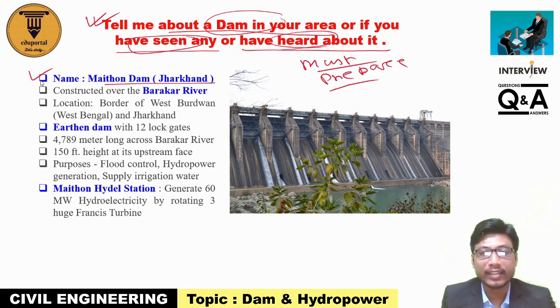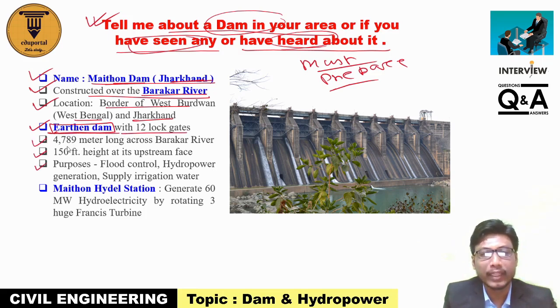Let's check. Name of the dam is Maithan Dam. It is in Jharkhand and constructed over the Barakar River. These 2 points are very important. It is located near the border of West Bardhaman, that is in West Bengal, and Jharkhand. So on the border of West Bengal and Jharkhand, and it is an earthen dam. Type of dam is earthen dam. So one piece of information is the name of the dam, Maithan in Jharkhand, on the Barakar River. It is an earthen dam with 12 lock gates, and these are some extra information that you can remember.